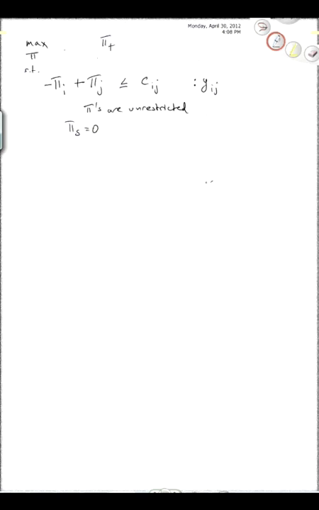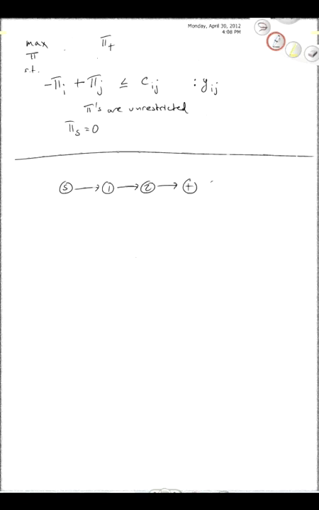To do that, let's consider a particular small example. Let's think about this graph. s goes to 1, which goes to 2, which then goes to t. So we have a pi t over here, a pi 2, a pi 1, and a pi s. And each of these edges has some length on it. So this is cs1, c12, and this is c2t, the length on that edge.